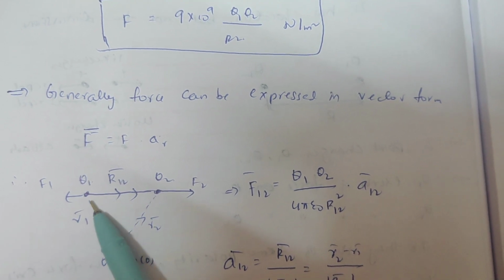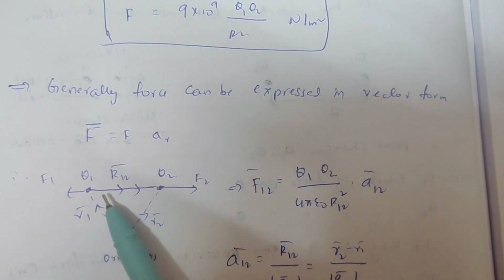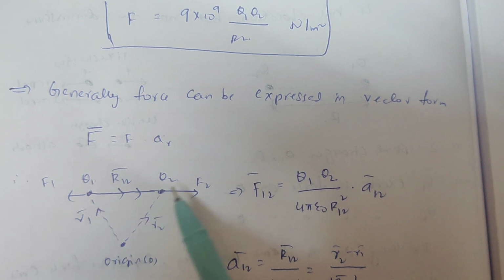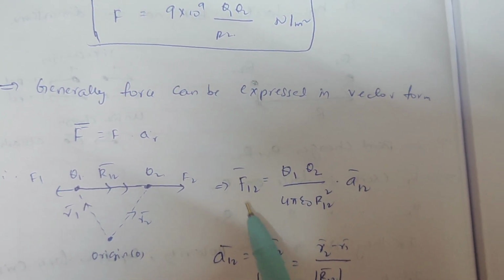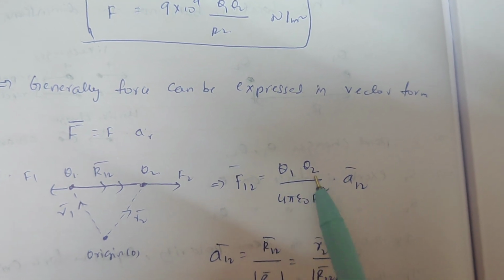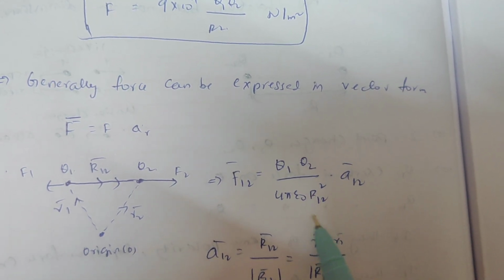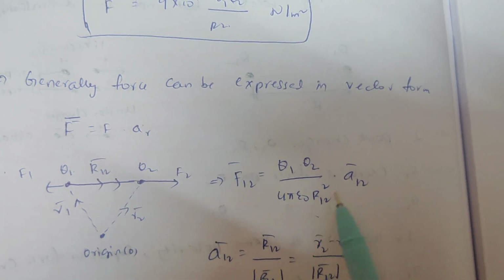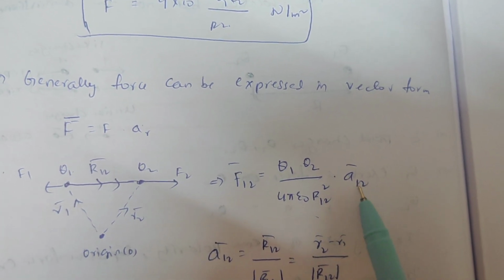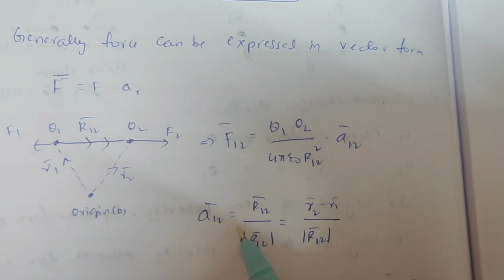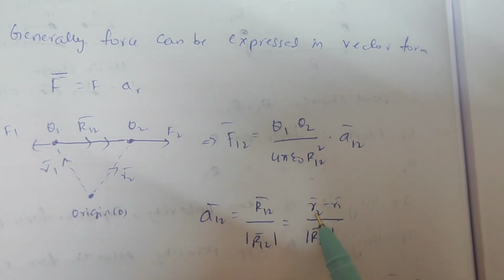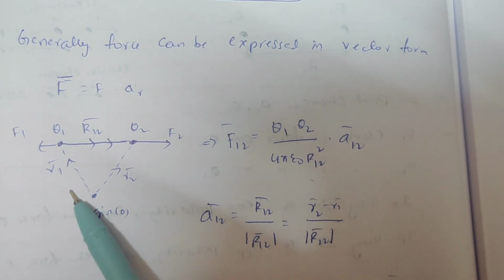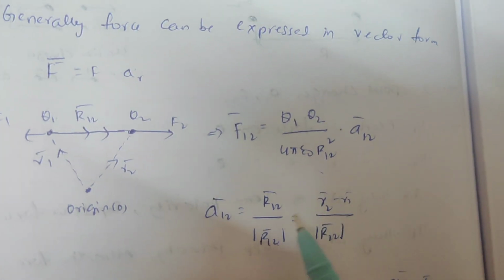Whenever you consider two point charges placed at a distance of r, and you calculate the force from 1 to 2, the force equation becomes F12 bar, which is equal to Q1 into Q2 by 4 pi epsilon naught into R12 square. The distance becomes R12 with the unit vector of A12. So A bar 12 is nothing but the distance vector R2 minus R1 divided by its magnitude. This is the R2 vector, this is the R1 vector from the origin. So A12 becomes R2 minus R1 by R12.